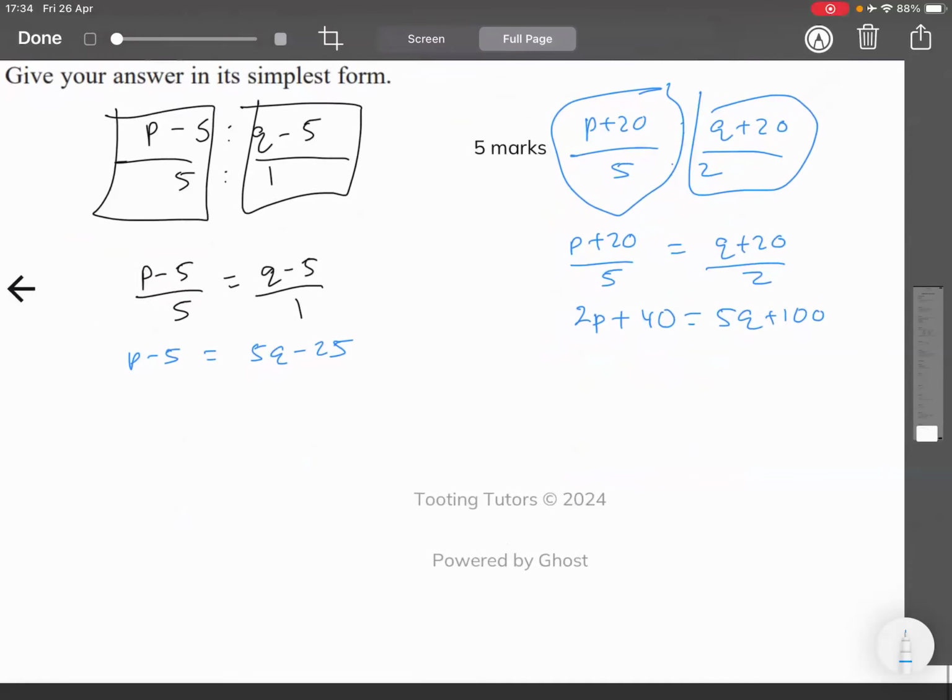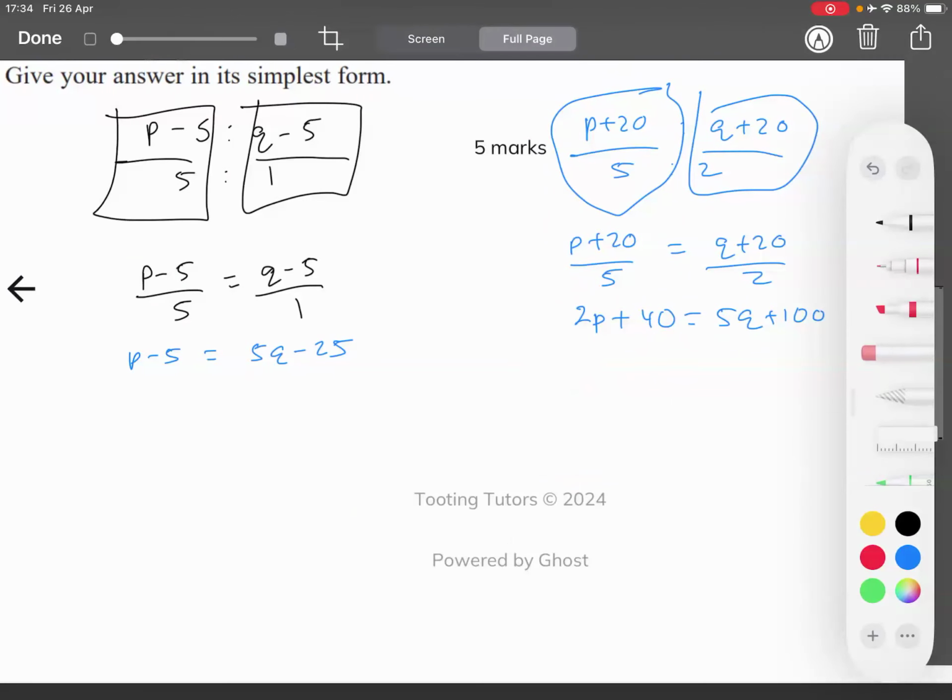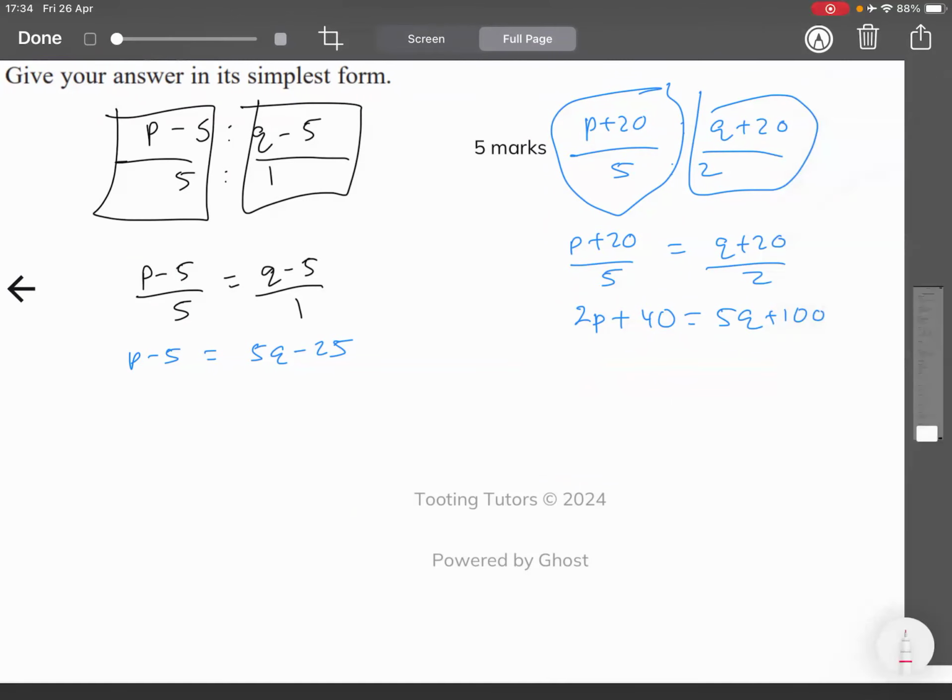So I'm going to rewrite both equations nicely. I'm just going to move everything to one side. So I'll get 2p minus 5q equals 60, and I'll get p minus 5q equals minus 20. I'll write them underneath each other. Do I add or subtract them?